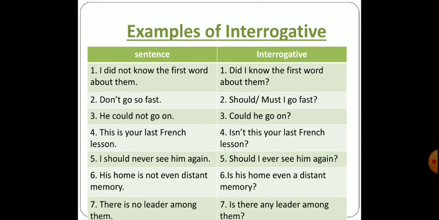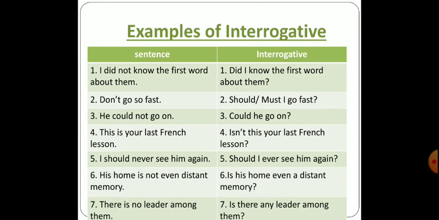Example of interrogative. Now one thing which you are supposed to always remember is, whether you put a question tag or whether you write an interrogative, a question mark at the end is compulsory. So the first sentence over here is, I did not know the first word about them. Same way you can see over here the sentence is negative. So the interrogative will be positive. Did I know the first word about them?